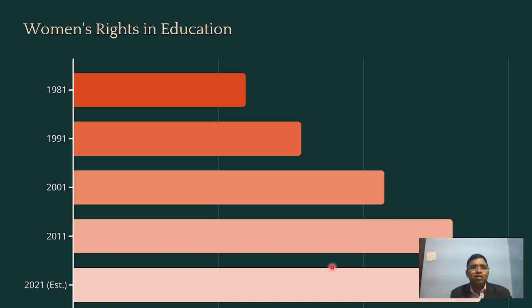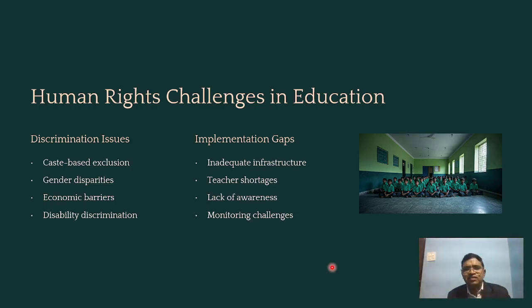So women's rights education also, if you observe from 1981 till 2021, is increasing. So regarding human rights challenges, why is it not getting implemented properly? There is a discrimination issue: caste-based discrimination, gender disparities, economic barriers, and disability discrimination. Then implementation gaps: inadequate infrastructure, teacher shortages, lack of awareness, and monitoring challenges.